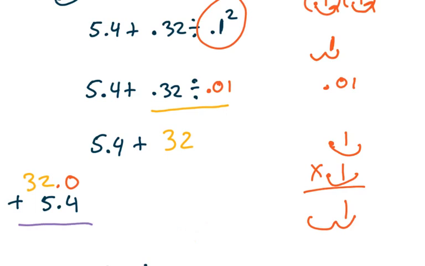So adding it together, what are we going to get? 0 plus 4 is 4. 2 plus 5 is 7. And then we have the 3. So there's our final answer, 37.4. So hopefully that makes sense.